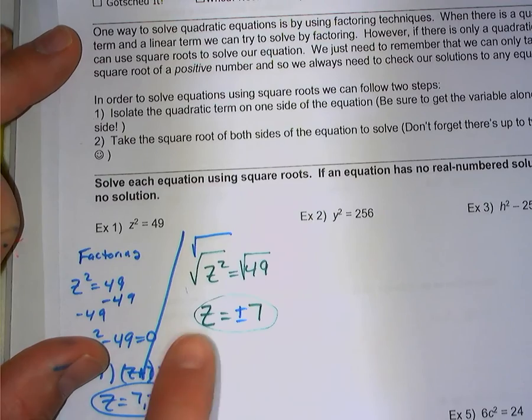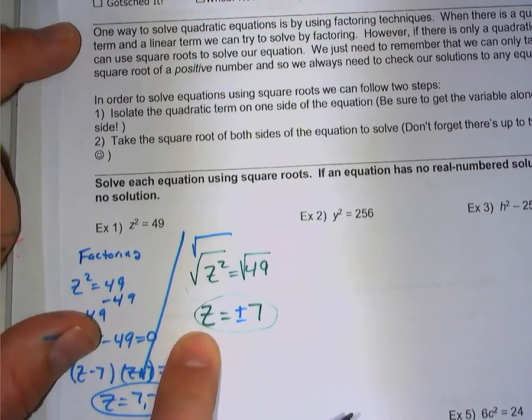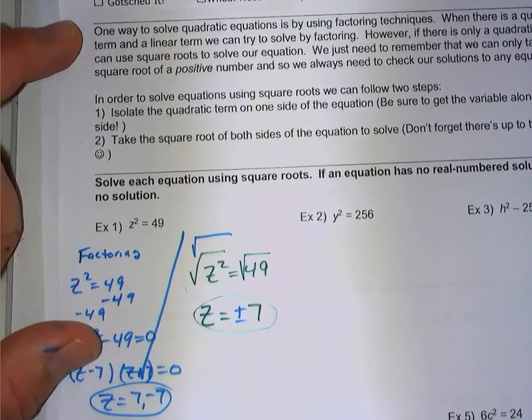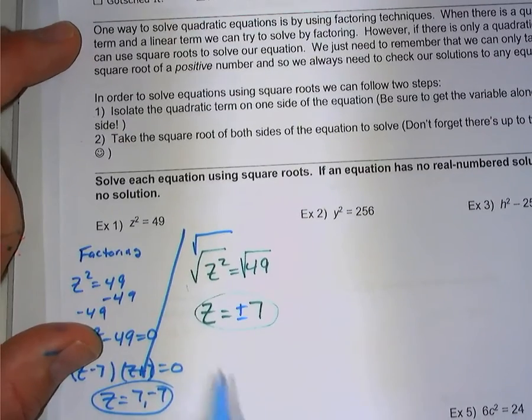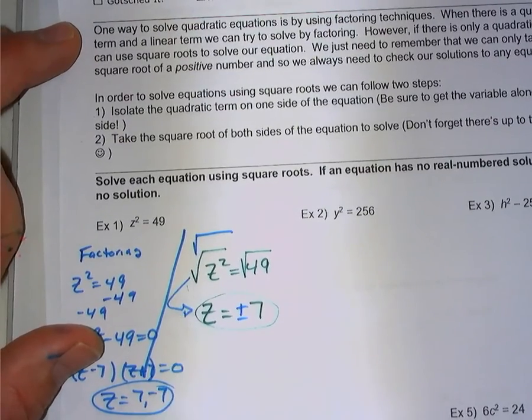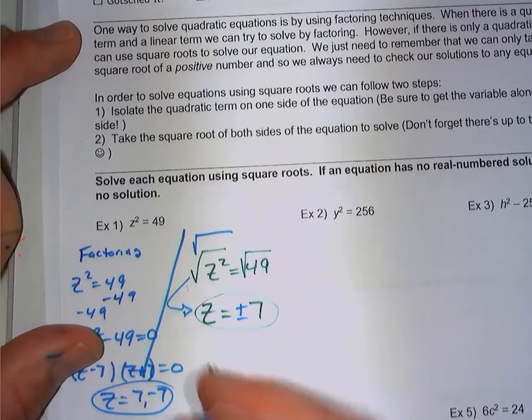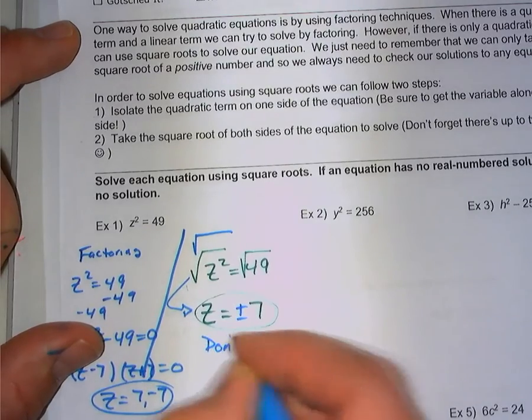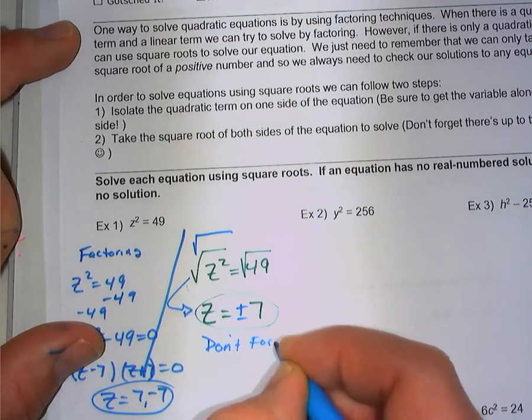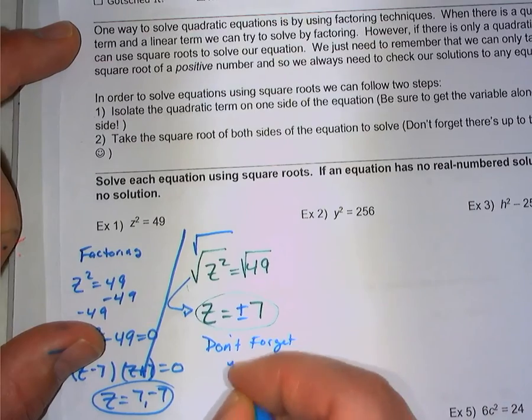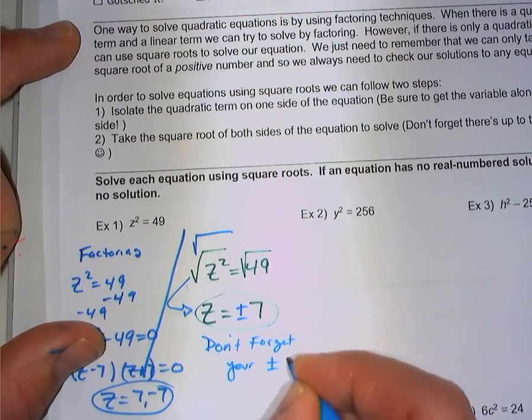Okay. Now, technically, it becomes the absolute value of z equals 7, and that becomes plus or minus. But just to make it easy, we're going to go from this step right to this step. So again, don't forget your plus or minus.